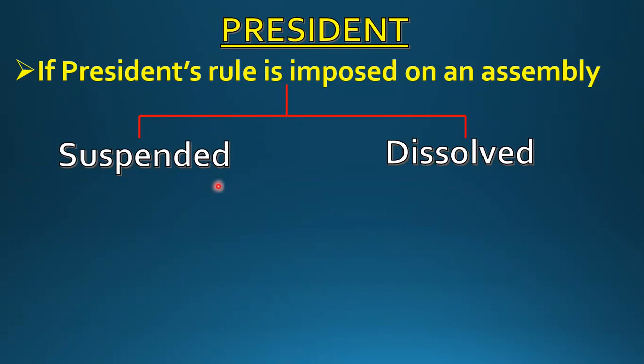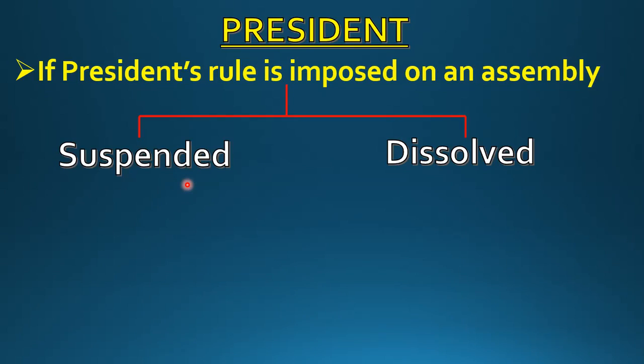The first condition is that the assembly is suspended. The second condition can be that the State Legislative Assembly is dissolved. Now what is the difference between the two? What is the difference between suspension of the assembly and dissolution of the assembly? I will give you one example so that you can understand it very clearly.